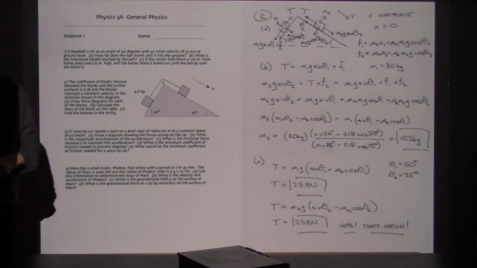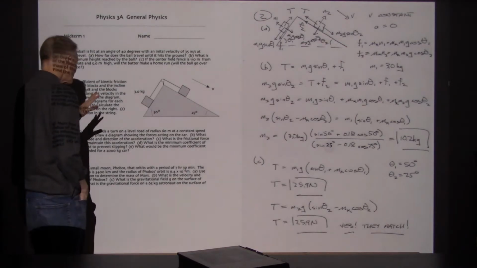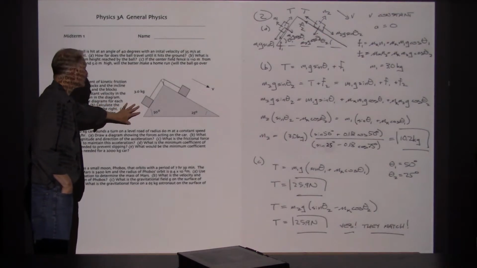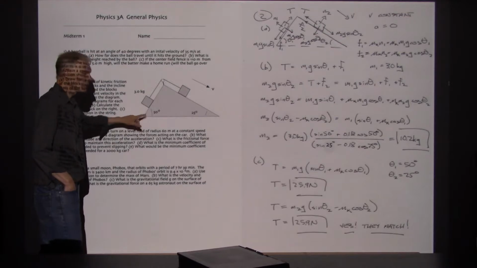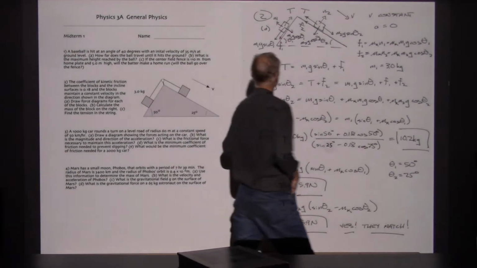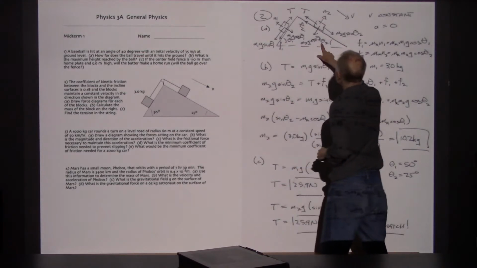So this, to me, looks like a fairly challenging chapter 5 problem. We have friction going on, and we have two different inclines with two different angles. I think there was a homework problem like this that we looked at. In any case, I've got my diagram.